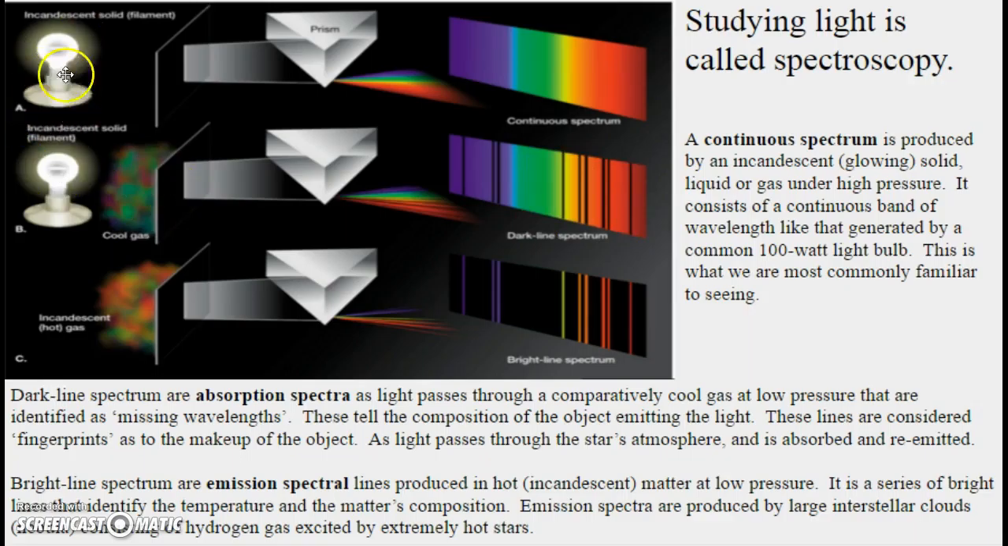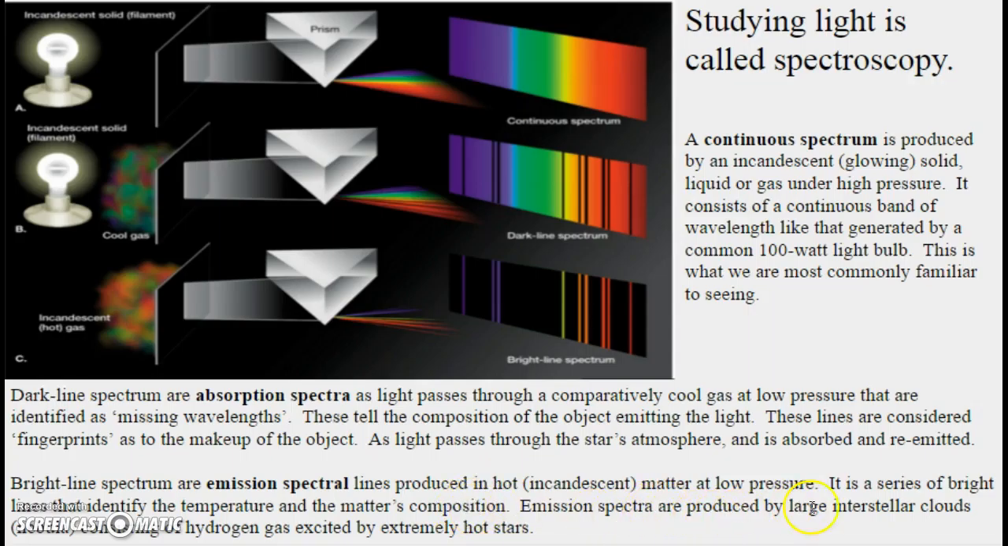So we've looked at an incandescent bulb, so this is our continuous spectrum, and we've looked at our absorption spectra. The last one is what we call a bright line or an emission spectra, where you're actually seeing bright lines, the emission itself. Bright line spectra are emission spectral lines produced in hot or incandescent matter at low pressure. It is a series of bright lines that identify the temperature and the matter's composition as well.